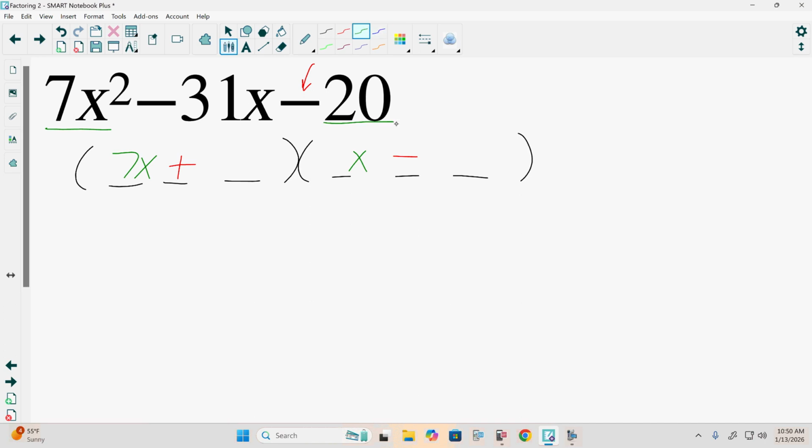Now the other one we have is factors of 20. Now 20 is going to have more than one factor. Because we do have 1 and 20, but we also have 2 and 10. 3 is not a factor. 4 and 5, we have them all. Because our next factor after 4 would be 5. It's already listed, so we're good there. Which one of these do we want to try first? 4 and 5.